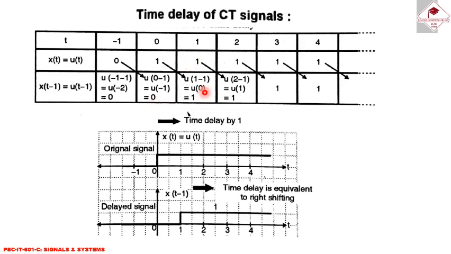Now in the same way the other position value is to be denoted, and we can easily find it out. The time delay of a continuous time signal: this is the original signal, and after time delay, as per the position value, we are going to obtain this type of signal representation.